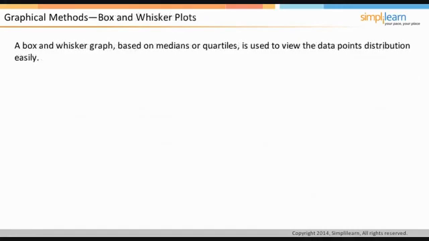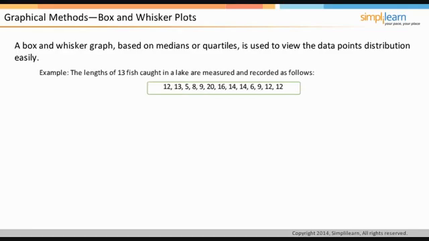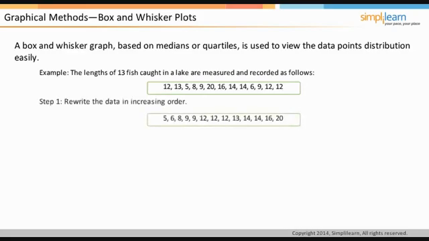A box and whisker graph based on medians or quartiles is used to display a data set in a way that allows viewing the distribution of the data points easily. Consider the following example. The lengths of 13 fish caught in a lake were measured and recorded. The data set is given on the screen. The first step to draw a box and whisker plot is, therefore, to arrange the numbers in increasing order.